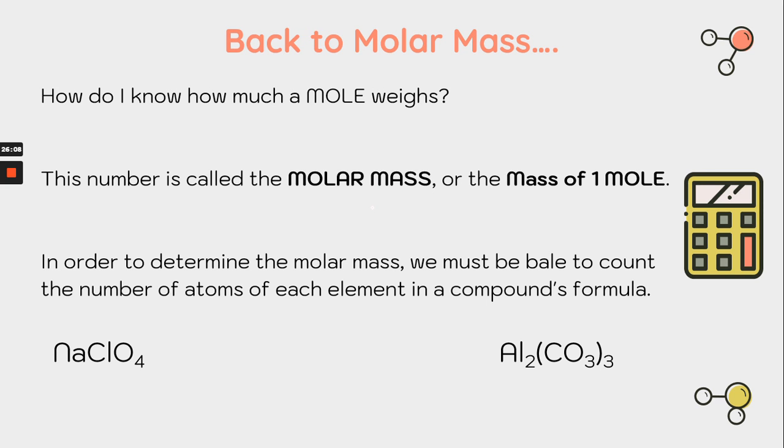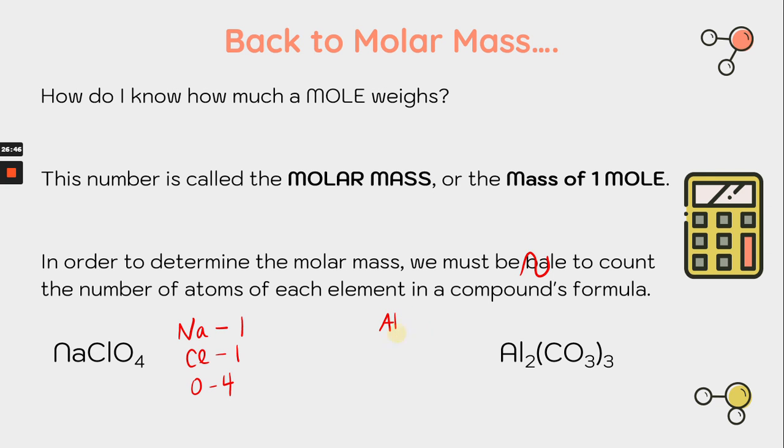And in order to determine the molar mass, all we have to be able to do is count the number of atoms of each element in a compound's formula. And then we're going to use our periodic table. Good news, we already know how to do this. We counted atoms when we were balancing equations. So here I have NaClO4. So I can count these, right? I have 1 sodium, I have 1 chlorine, and I have 4 oxygens. This is easy. We totally know how to do this.